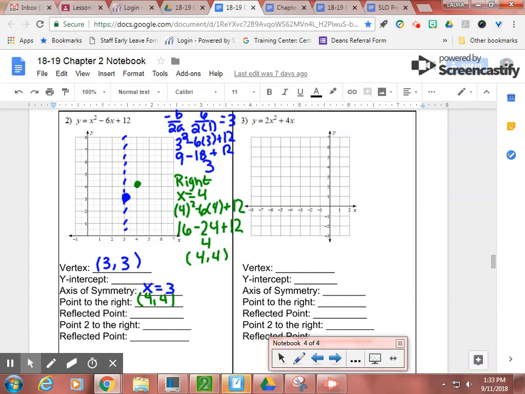To reflect that point, I'm saying, okay, I'm 1 away, so I'm going to go 1 away on this side. And that's the point over 2 and up 4.